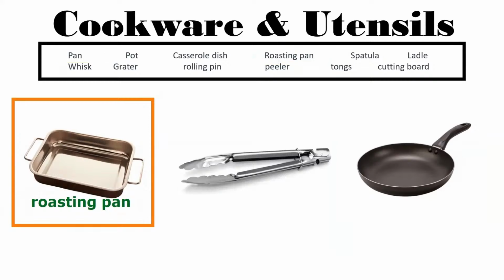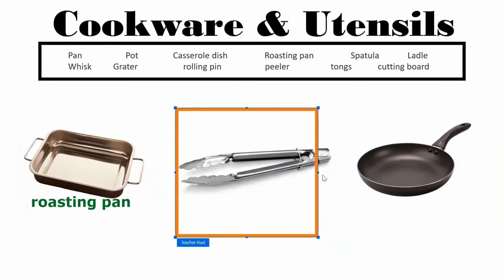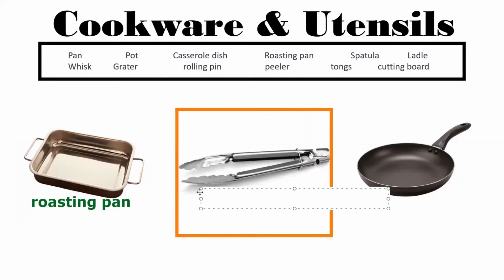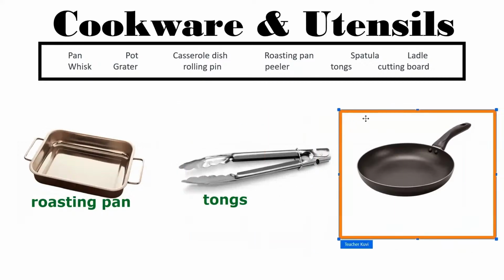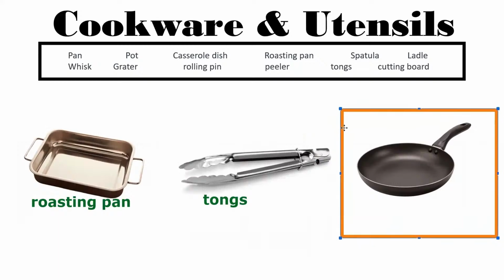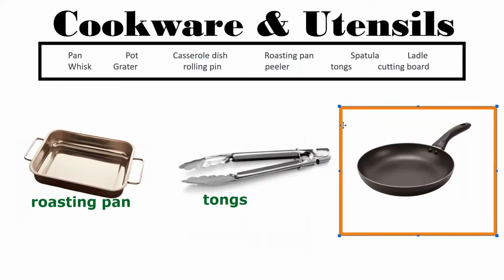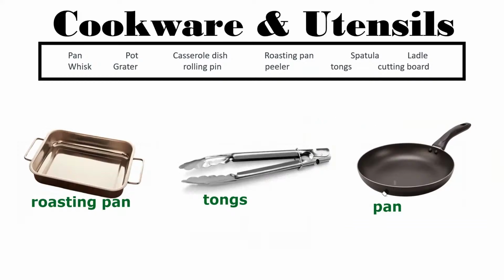Okay. And our next item, these are tongs. Tongs. And the last one, I'll give you a few seconds to think about it. What do you think we call this? Okay, I hope you said pan. If you did, then you are correct. Okay, perfect.